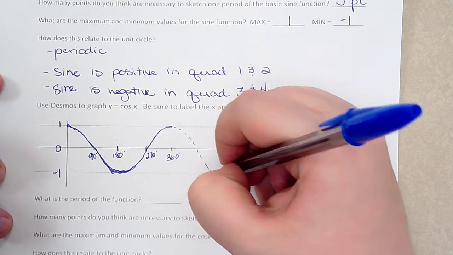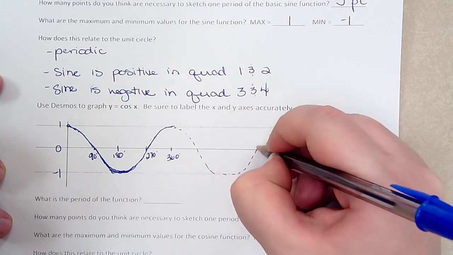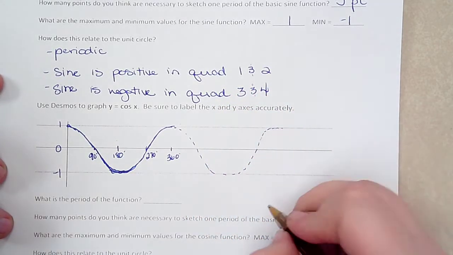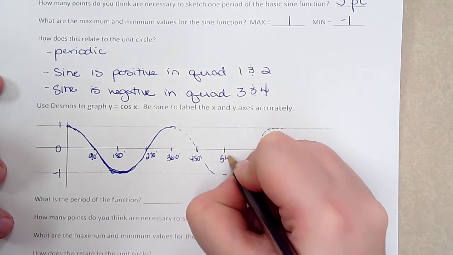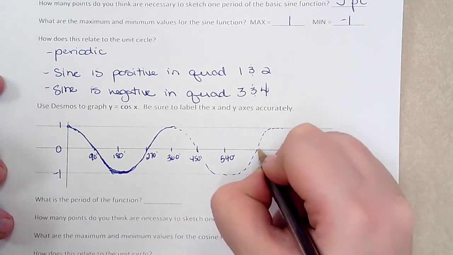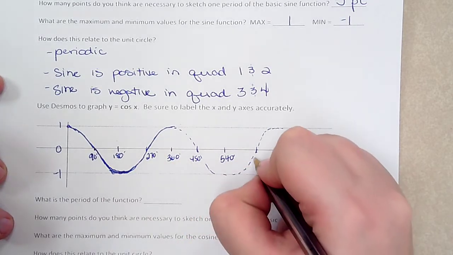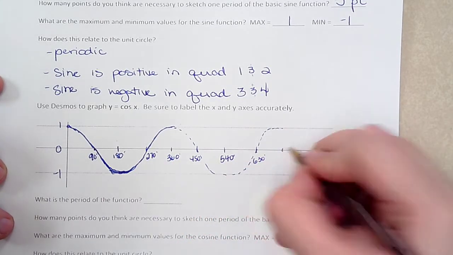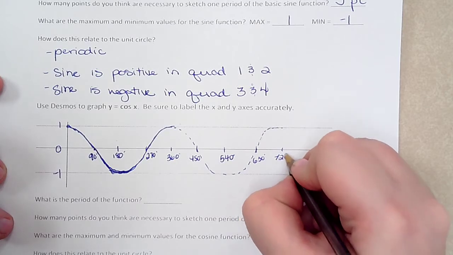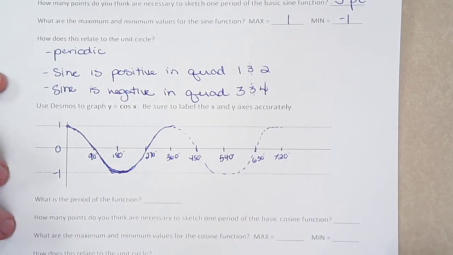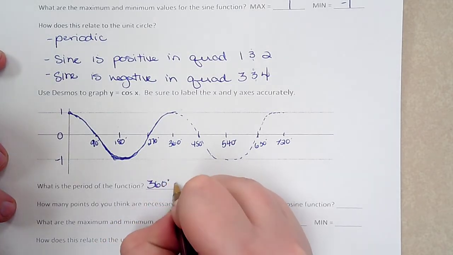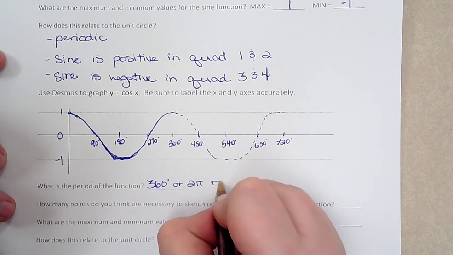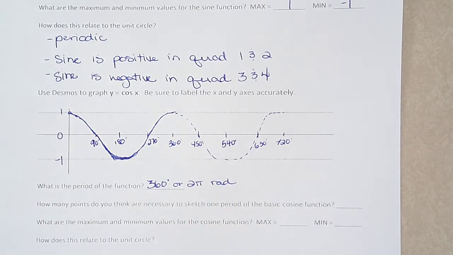if I keep going with this, it repeats the exact same motion at 450, at 540, kind of bottomed out there, and then at 630, and then it finally ends again at 720. So the period for this function is the exact same, it's just a little bit different placement. So it's still 360 or 2 pi radians.